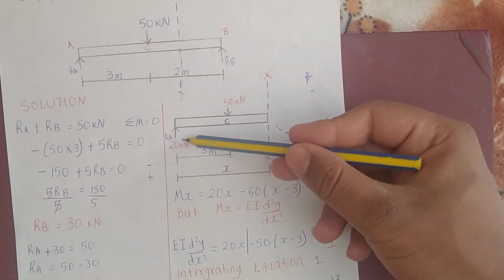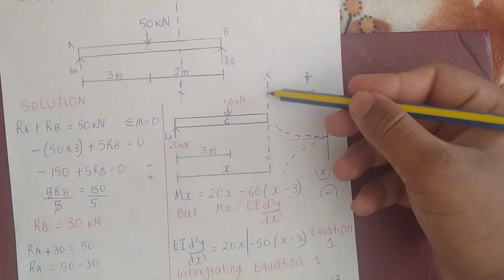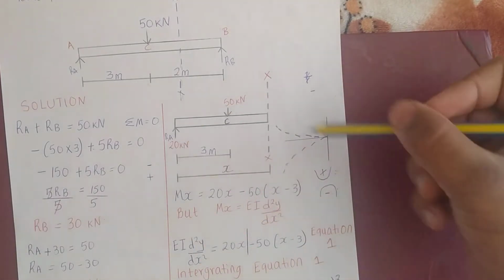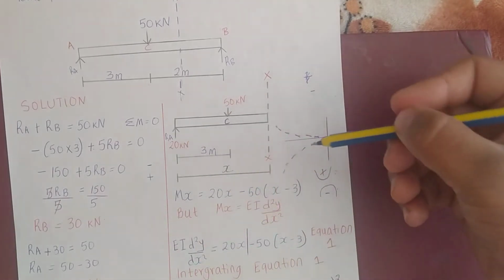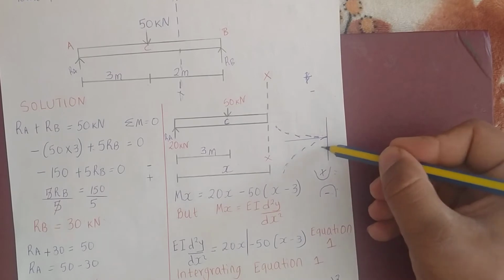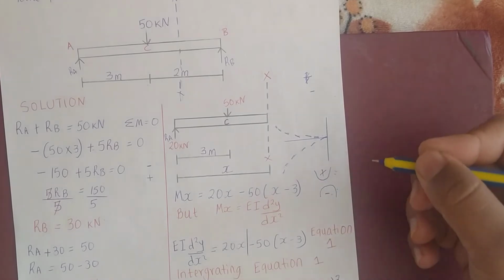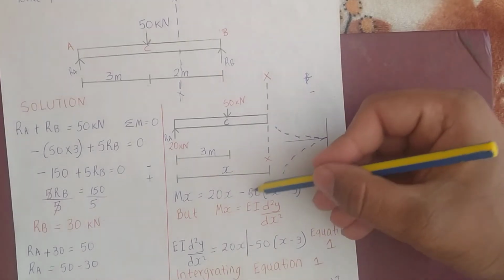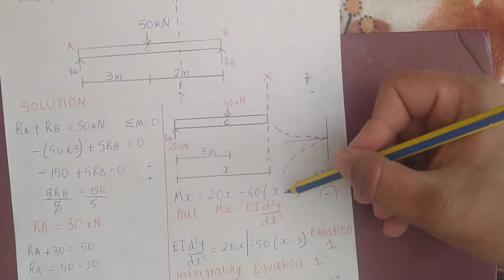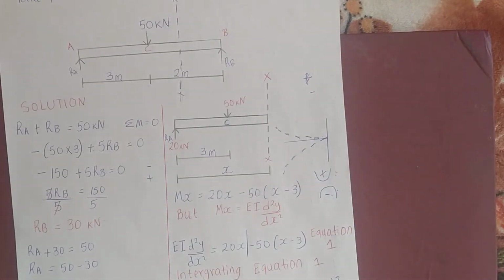So I've taken this 20 kilonewtons times x, which is the distance up to the section, and because this 20 will bend the beam like this, I've taken it as positive. Then this point load will make the beam bend like this. When the beam bends like this, we take it as negative. So I've taken negative 50, which is the load, into x minus 3. So I get the distance up to the section.